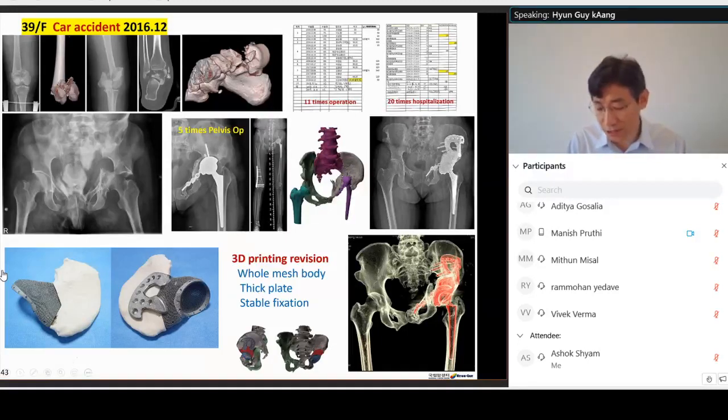By a car accident over 2 years ago, this patient had 20 hospitalizations and 11 operations. The left pelvis had 5 surgeries. But she could not walk and was told by a hip surgeon there was no muscle anymore. Not a tumor. But she came to us at the National Cancer Center and our 3D printing experience helped her walk again and go back to her job.